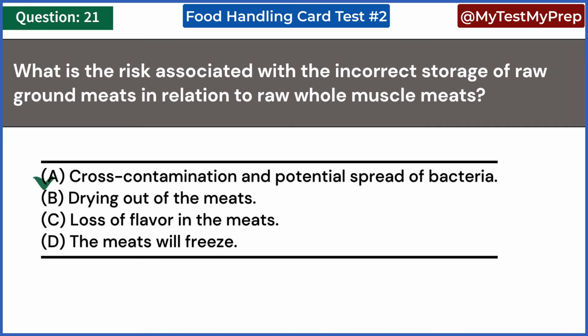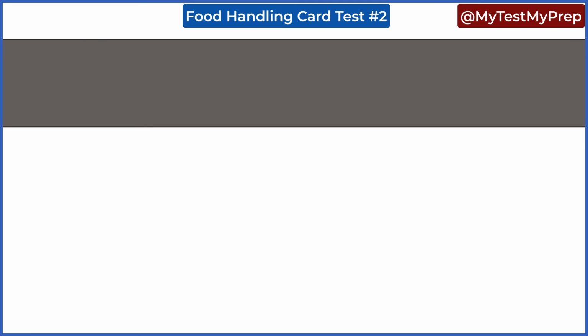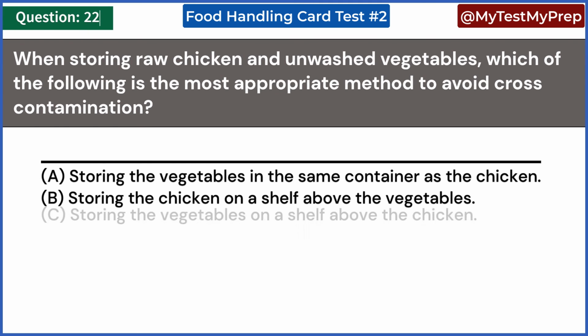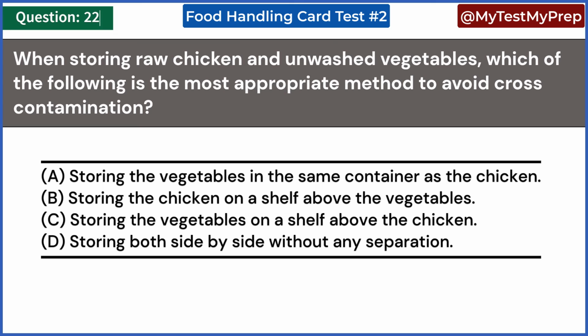Answer A. Cross-contamination and potential spread of bacteria. When storing raw chicken and unwashed vegetables, which of the following is the most appropriate method to avoid cross-contamination? A. Storing the vegetables in the same container as the chicken. B. Storing the chicken on a shelf above the vegetables. C. Storing the vegetables on a shelf above the chicken. D. Storing both side by side without any separation.